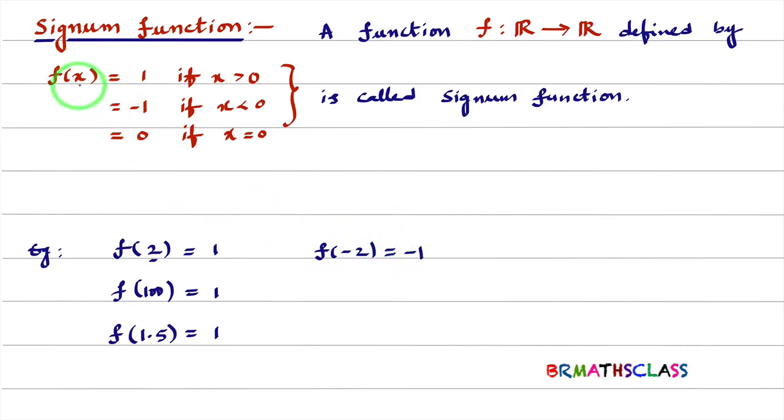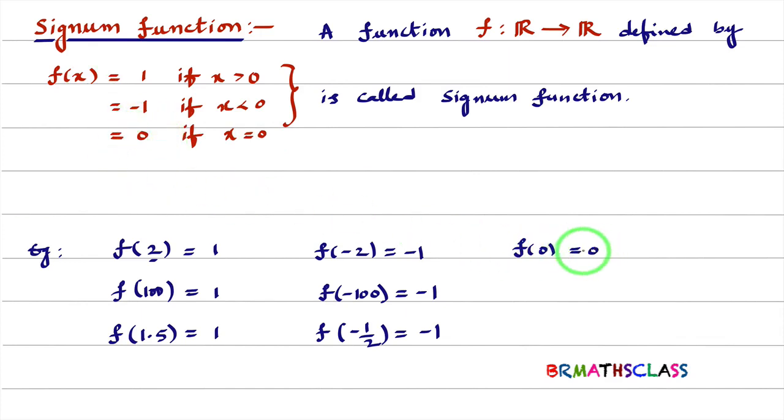When x is negative, we need to choose f of x as -1. So f of -100. What is f of -100? As -100 is less than 0, f of -100 is -1. What is f of -1/2? -1/2 is less than 0, so we will take -1. What is f of 0? Here you observe, in place of x, 0 is there. If x is 0, which function to choose? Third function, that is 0. f of 0 is what? 0. I hope you are understanding.